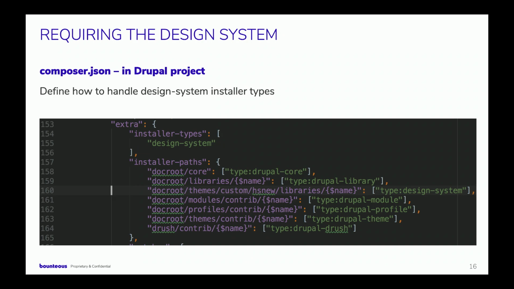And then under the installer paths, we just say for a dependency of type design system, here's where we're going to put it. Just in the same way that themes go in a particular place and contrib modules go in a specific place. So in this case, it's in the theme in a libraries directory, kind of indicating that this is a dependency, don't touch, but I kind of went back and forth on where that really belonged.